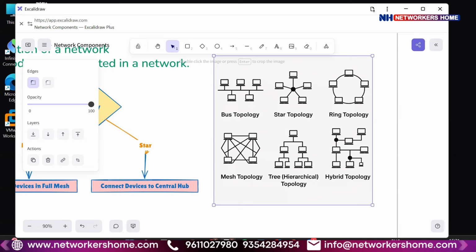So simply you can say hybrid means what? Mix of mesh plus star. Tree means extended star. So two things you have to remember. What is mesh and star? If you understand these two, other topologies will become easy. There is one more PPT with me. I will share this also.